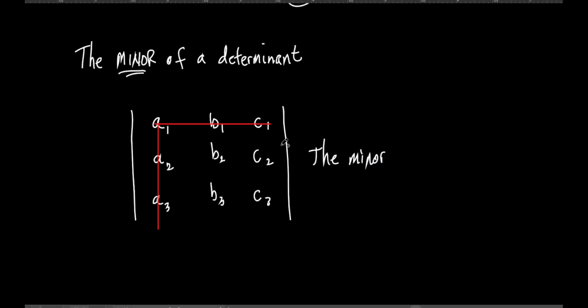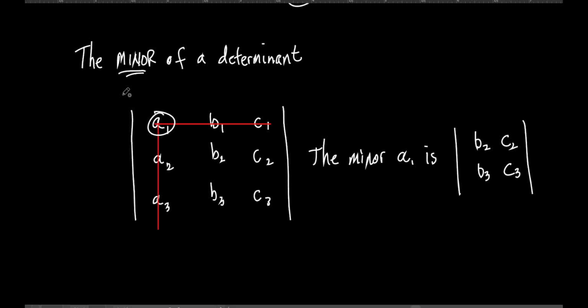They call it, see how we started here at A1? We went across and down. So they say the minor of A1 is, we'll keep it a determinant again. So what's left over if we get rid of the red stuff? Yep, exactly. B2 and C2 and B3 and C3. Again, that's just one small step of what we're going to do. I shouldn't say small step, it's a major step, but it is one of the steps that we're going to do to find the determinant of a 3x3.